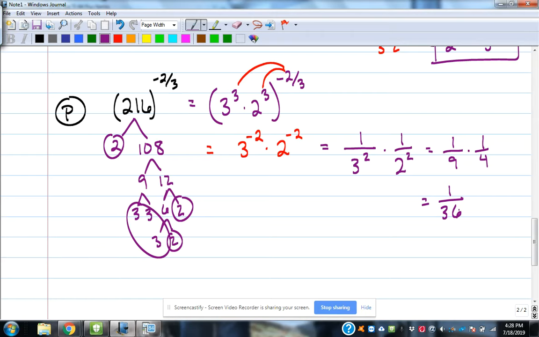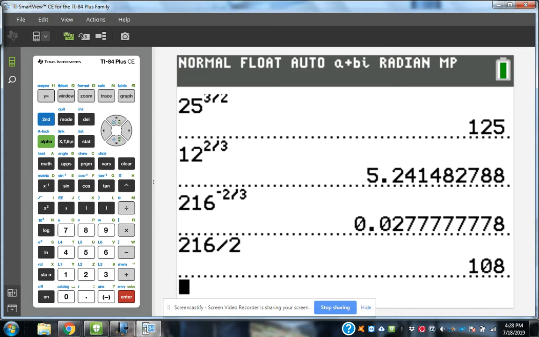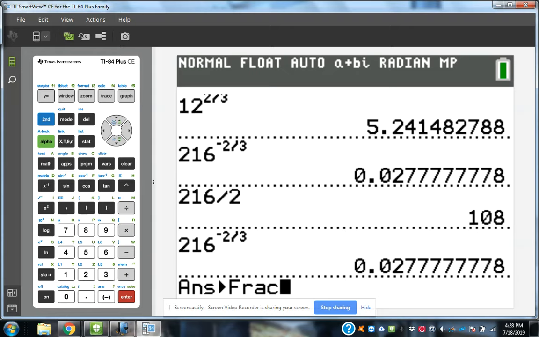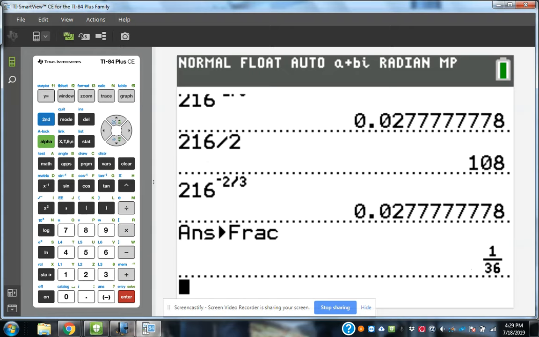And then when we multiply those two fractions together, I wonder if that decimal that we got, if I hit 216 raised to the negative 2/3, hit math, enter, it's 1 over 36, which is the same thing. But how many of us have it memorized that 1 over 36 is 0.02 and then 7 repeating? Probably none of us. I don't have it memorized, even though I do that example quite a bit.